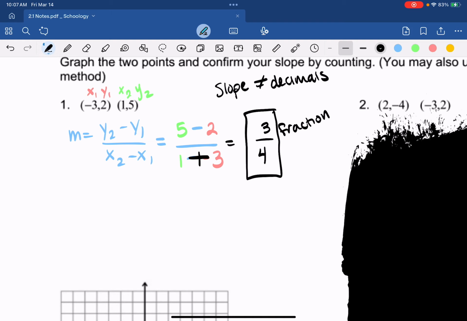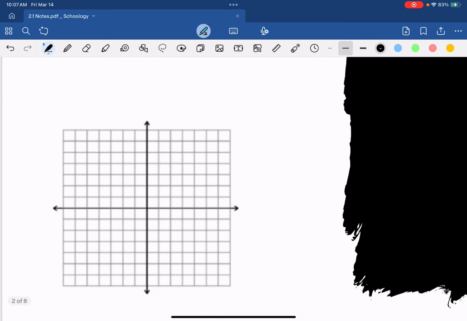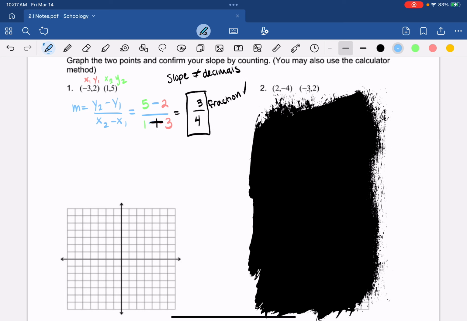Now, why do we leave it as a fraction? Well, because it's helpful to graph. So if I come down here, there's two ways you could graph this. First thing I'm going to do is just graph using one of our points. So here I'll use my pink point first. If I take my pink point, I go -3, up 2.